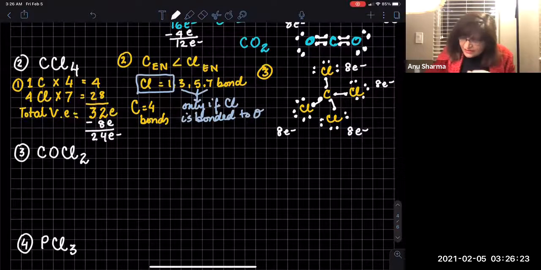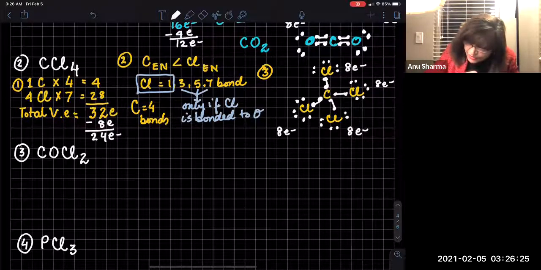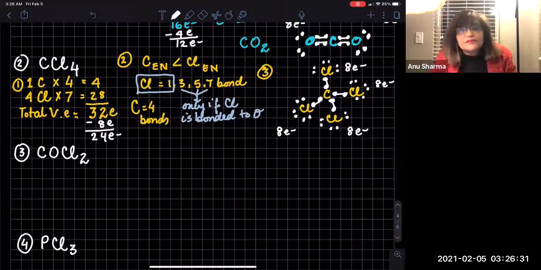Carbon situation, 1, 2, 3, 4, 5, 6, 7, and 8. So even carbon is following the octet here. So carbon has 8 electrons also. So this is the structure of carbon tetrachloride. Okay, so that's the Lewis structure.